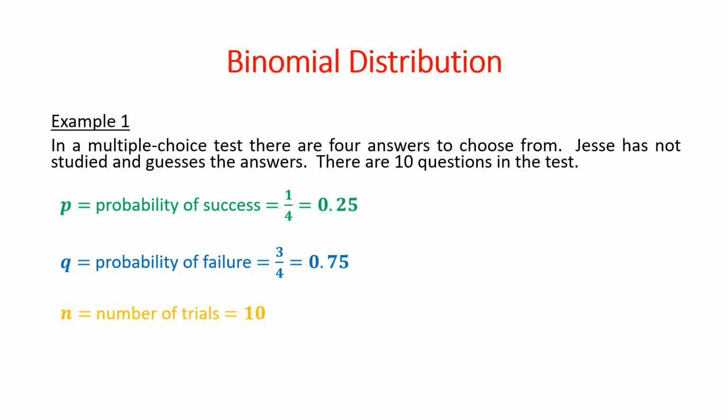All right, so our parameters we've worked out. P is the probability of success, which is 1/4 or 0.25. Q is the probability of failure, which is 3/4 or 0.75. And N, the number of trials, is equal to 10.